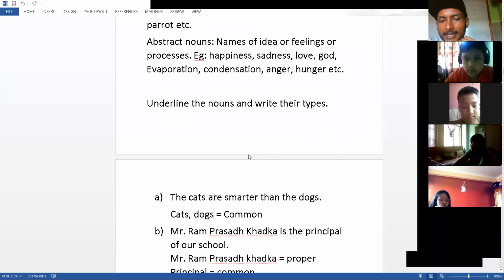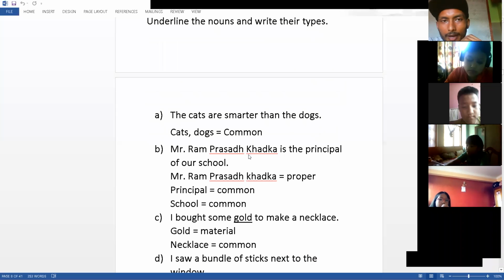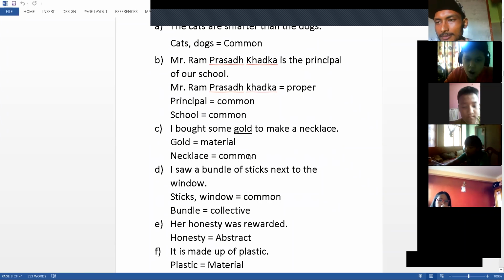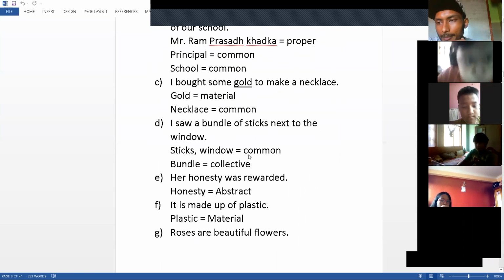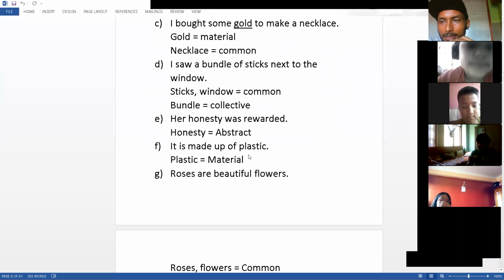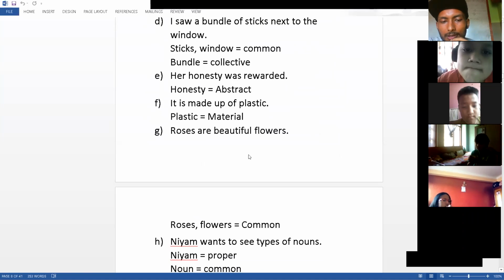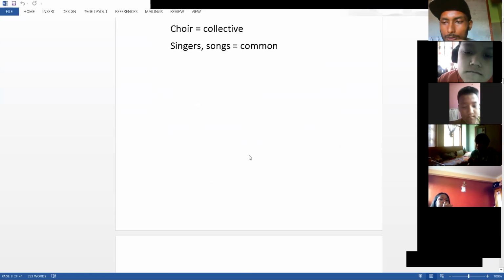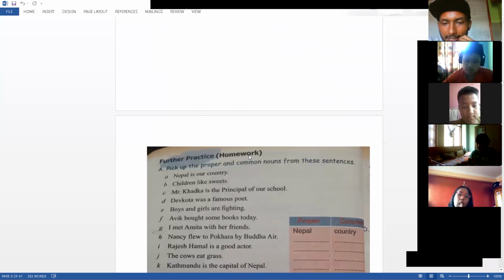So then there are some exercises that we did where we have to find out common noun, proper noun, material noun, and underline the nouns and write their types. Maybe some of this kind of exercise will come in your evaluation. I'm sure one will come. So that is okay. And these are the exercises.